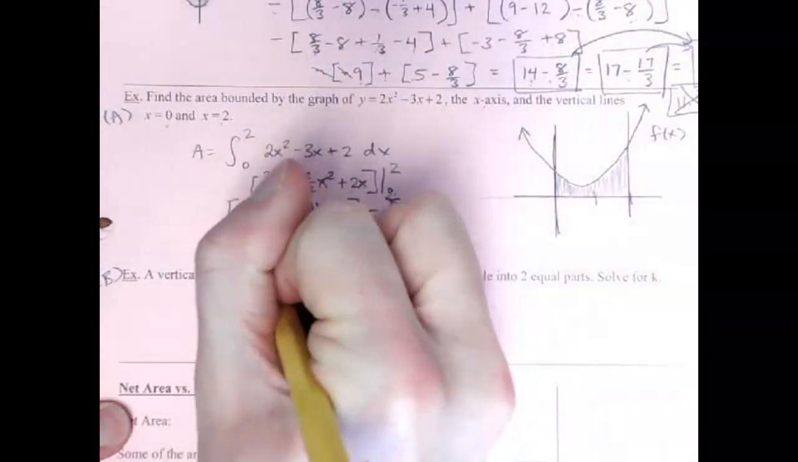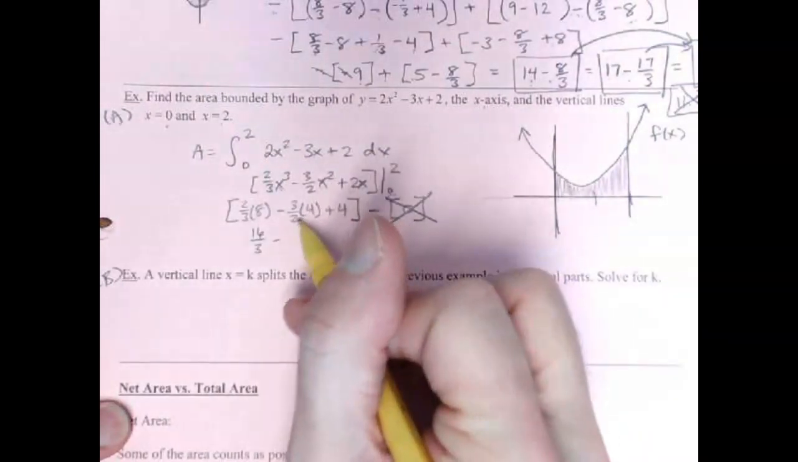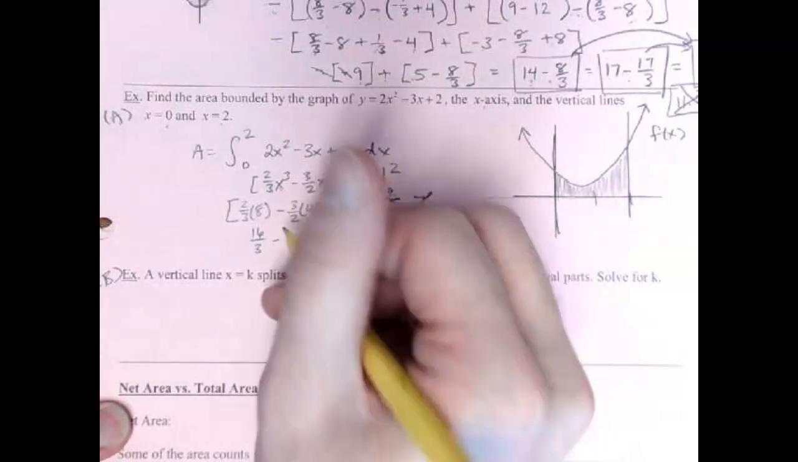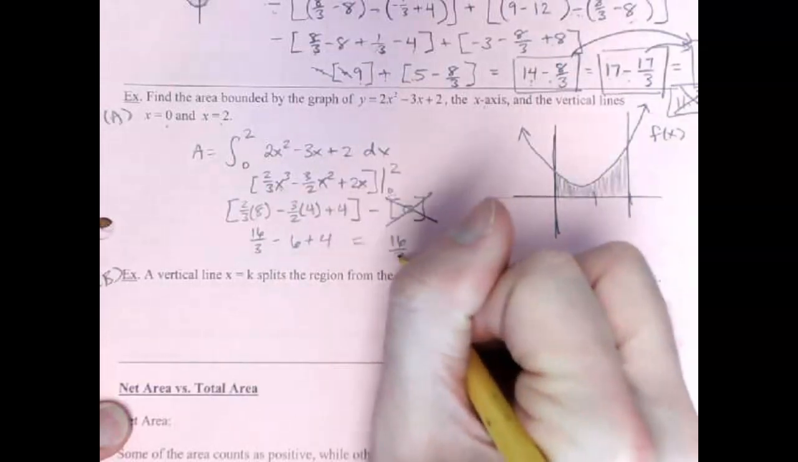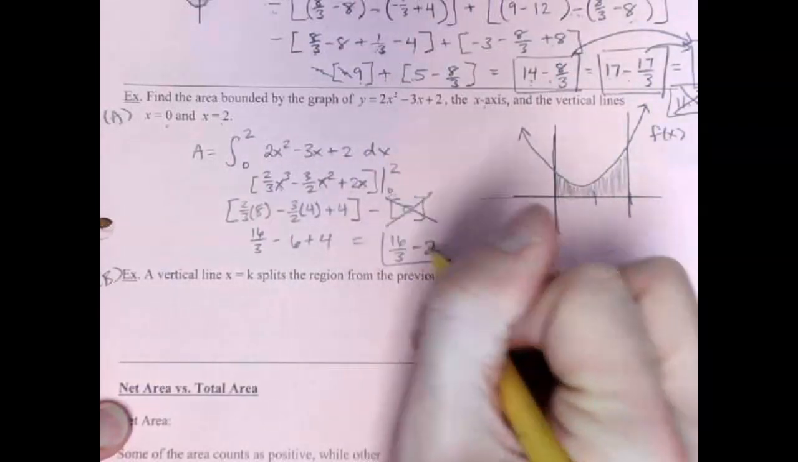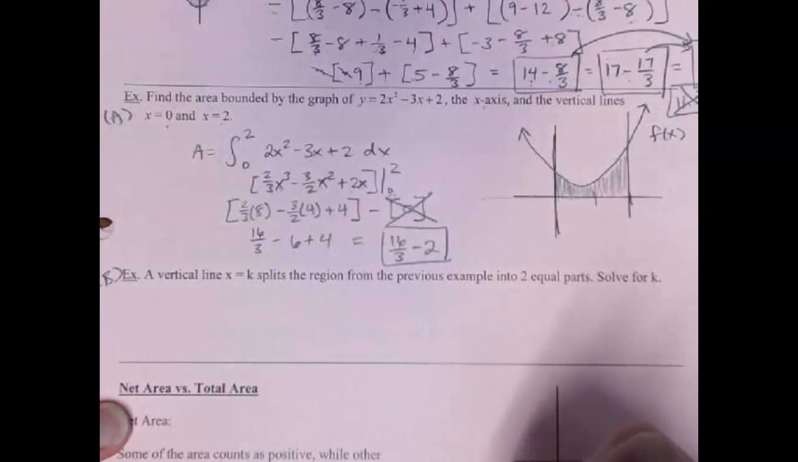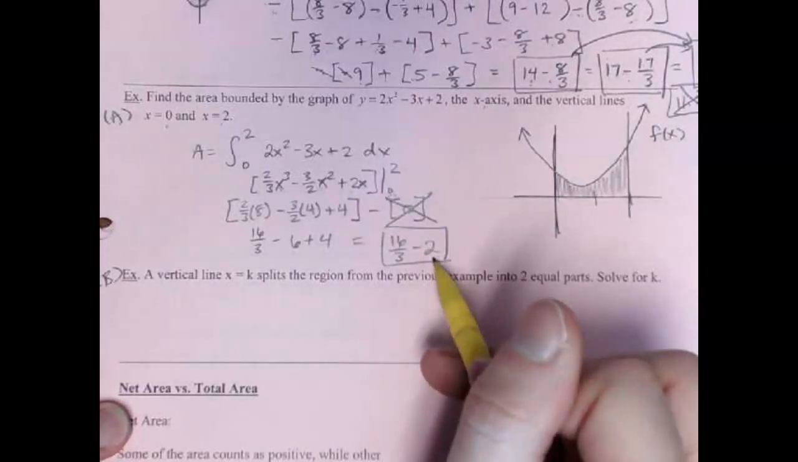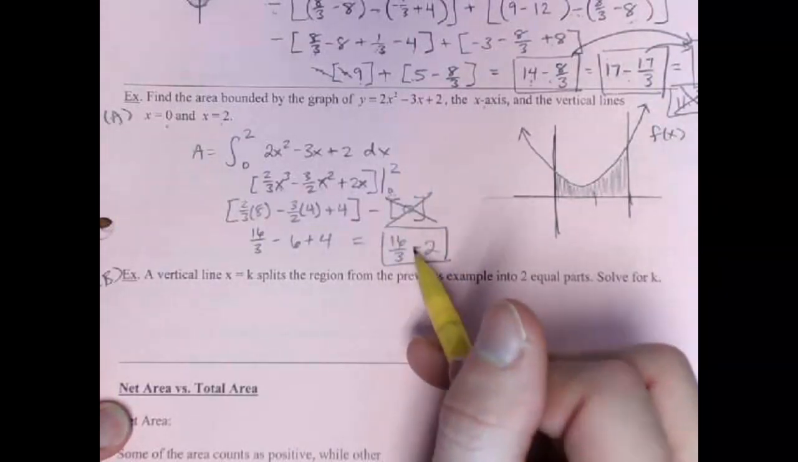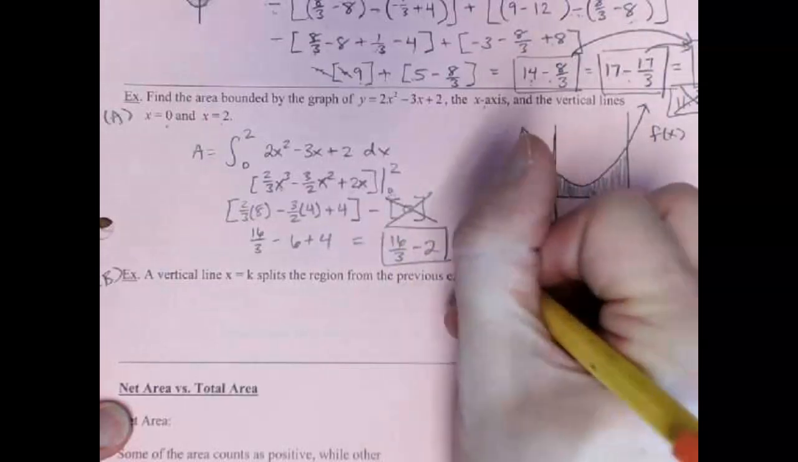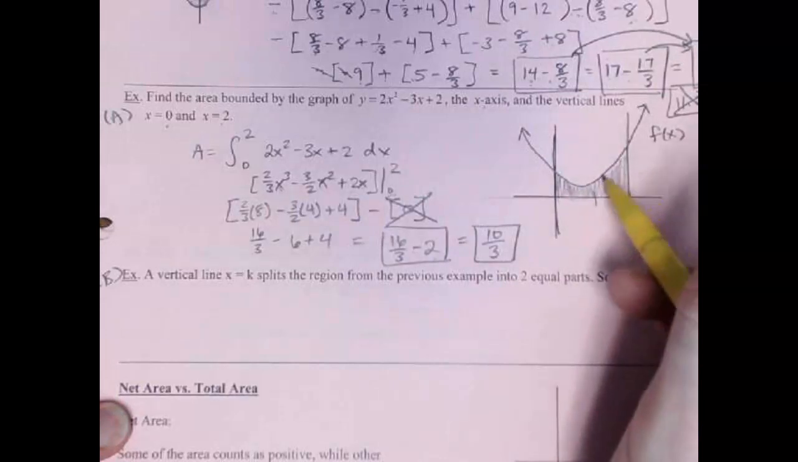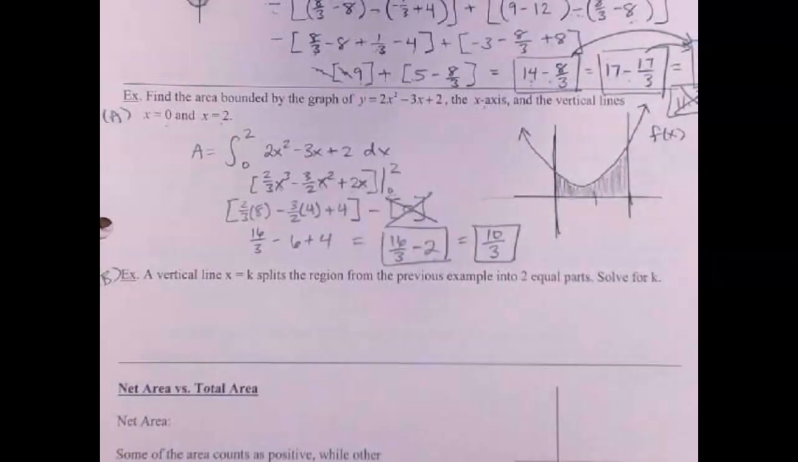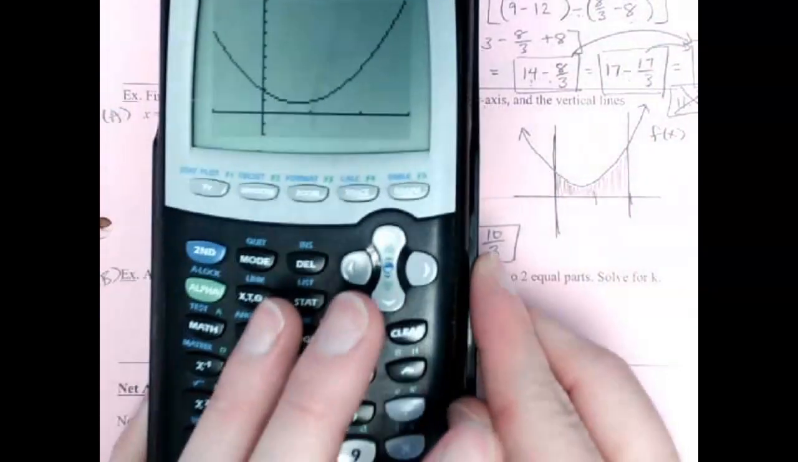Then let's finish it. That's 16/3 minus, 3/2 times 4 is 12 divided by 2, so that's 6, plus 4. So it looks like we've got 16/3 minus 2. That's a perfectly good answer. That's the same thing as 6 over 3, so 16/3 minus 6/3, 16 minus 6, 10/3. Okay, so the area of this weirdly shaped region is 10/3.